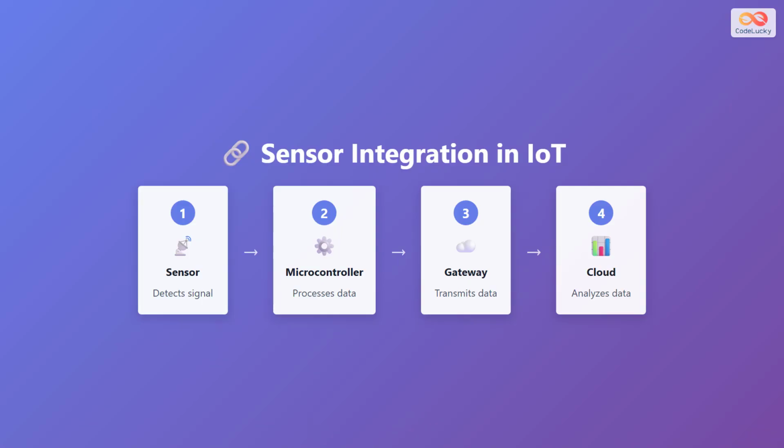Integrating sensors into your IoT system follows a clear workflow. First, the sensor detects the physical signal from the environment. Second, the microcontroller receives the sensor's output and processes the data, converting it into meaningful information. Third, a gateway device transmits this processed data to the cloud or a central server. Finally, the cloud platform analyzes the data, stores it, and can trigger actions based on predefined rules or machine learning models. This four-step workflow ensures that sensor data flows smoothly from detection to analysis, enabling your IoT system to make intelligent decisions based on real-world measurements.